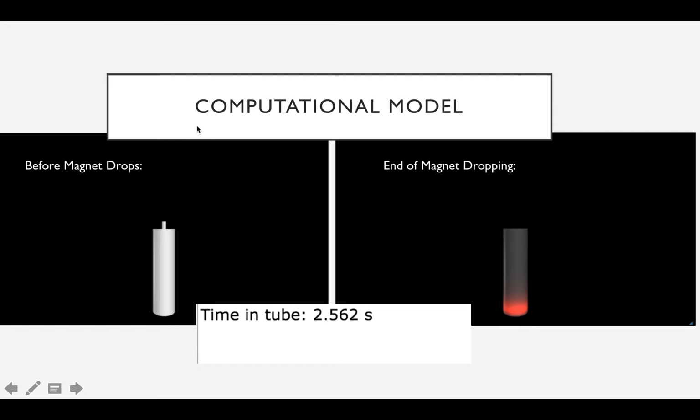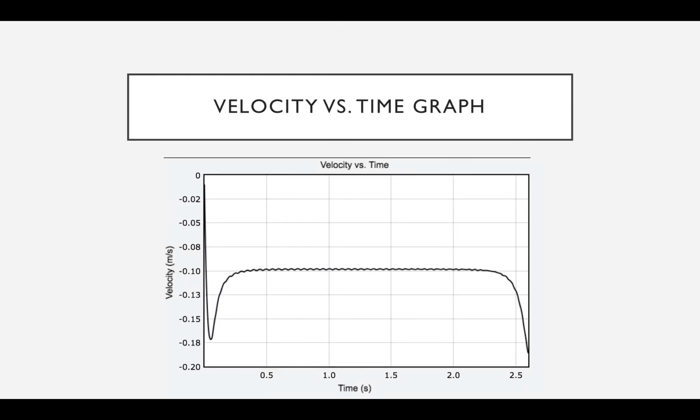So here's a screenshot of my computational model, and this was the shell code that I first got. This is the setup before the magnet fell through. And with the code completed, this is what the magnet looks like when it's all the way through. It's red here, and the time in the tube is 2.562 seconds. In the velocity versus time graph, I have a flat line for the velocity, which shows that the forces acting on the magnet falling through were consistent.